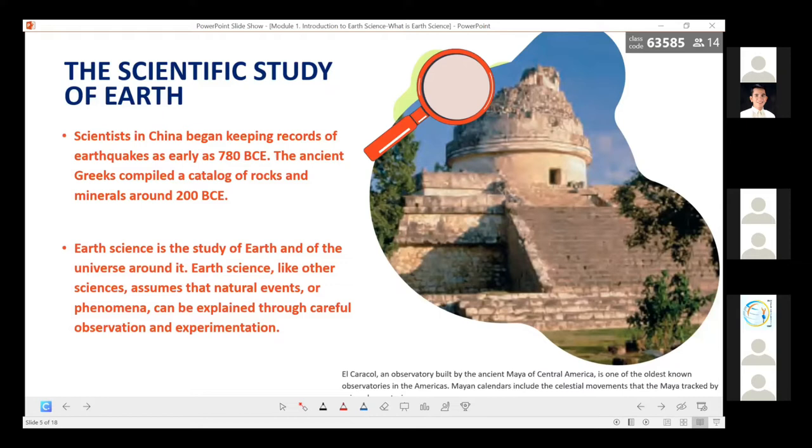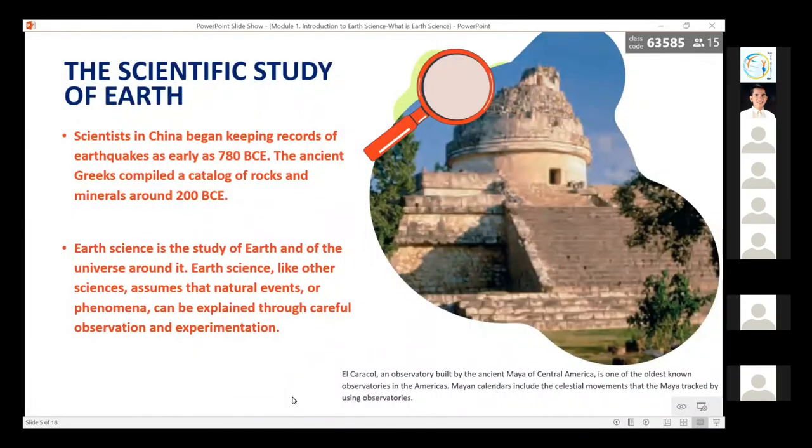Like in this image, class, El Caracol, this is actually the work of the Mayans, ano? They were able to build the ancient Maya observatory of Central America. This is actually one of the oldest known observatories in the Americas. And Mayan calendars include the celestial movements that the Maya tracked using observatories.